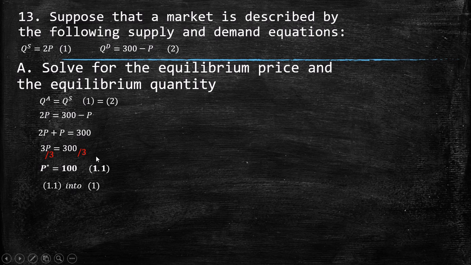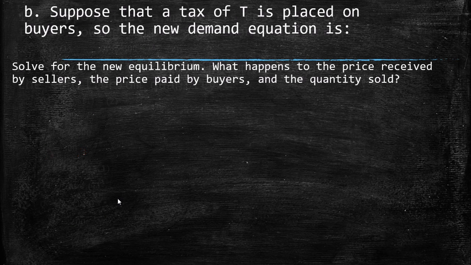I can take this result and plug it into equation 1. So instead of p, I'm going to plug in 100. So the equilibrium quantity is going to be 200.